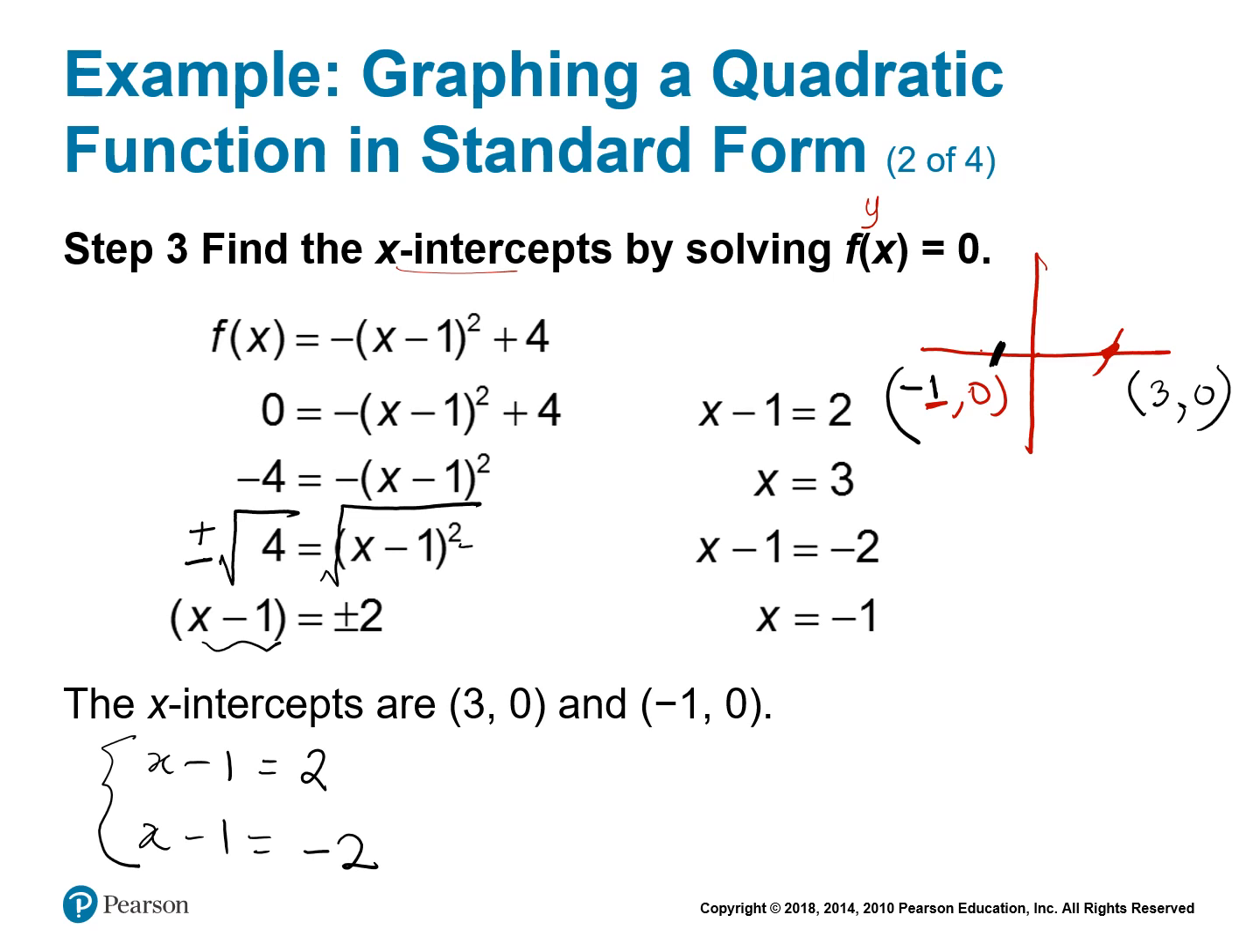So let's see, now we have to find the y-intercept. Okay, so we've now found 3 points. We've found h comma k, we've found the two x-intercepts, -1 comma 0 and 3 comma 0. And what did we find for h comma k? I think it was 1 comma 4, if I remember right.